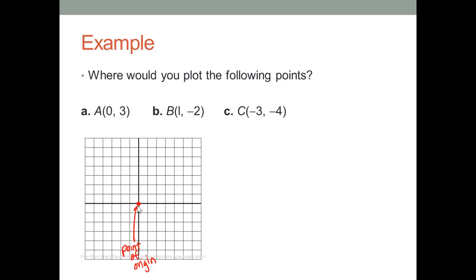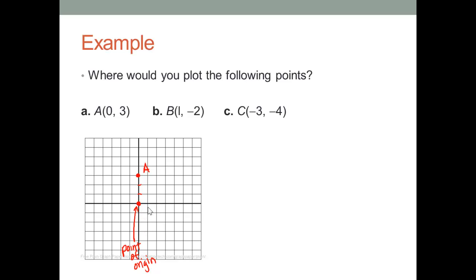So at 0, 3. So our x is 0, so that means we're right on right here. But then our y is 3, so we have to go up the y-axis. Because remember, it's where these points are on that axis. On the x-axis, we're at 0. And the y, we're at 3. So on where y is 3 is 1, 2, 3, right here. So that's point A.